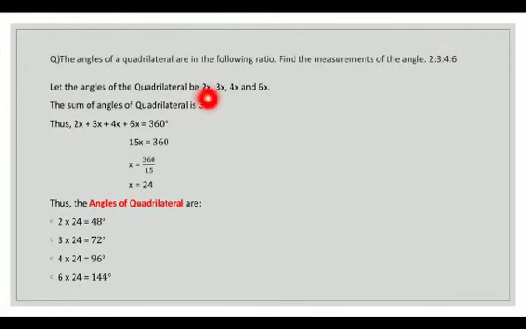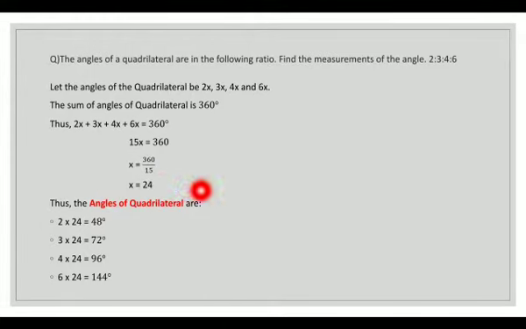Let the angles of the quadrilateral be 2x, 3x, 4x and 6x. The sum of angles of quadrilateral, as we have seen in the previous slide, is equal to 360 degree. Thus 2x plus 3x plus 4x plus 6x equals to 360 degree. 15x equals to 360 degree. x equals to 360 upon 15. 15 ones are 15, 15 twos are 30... 15 times 24 is 360. So x equals to 24.